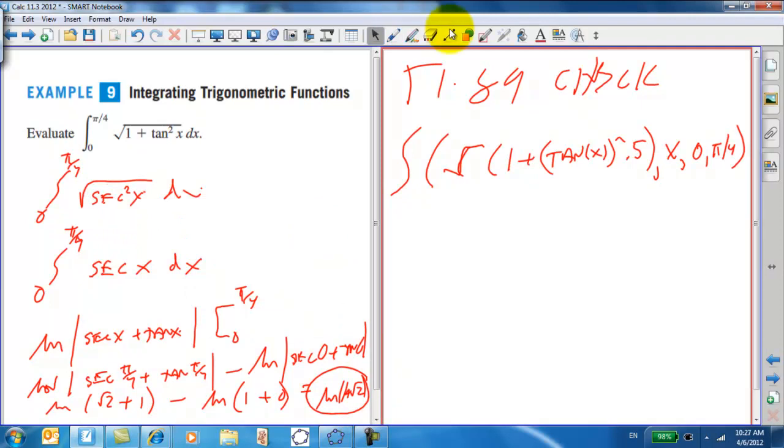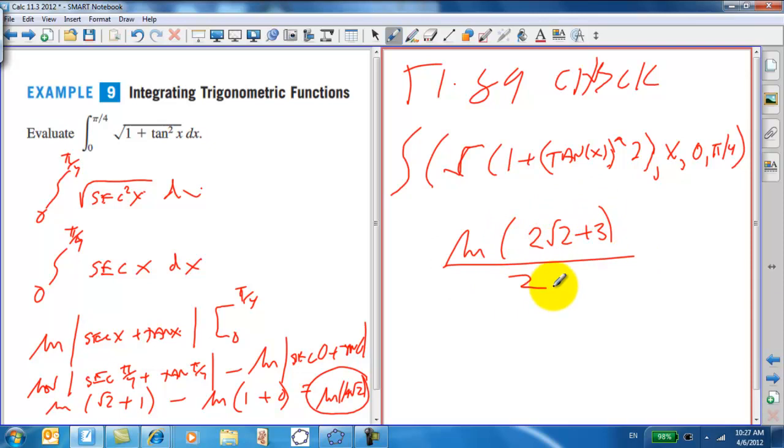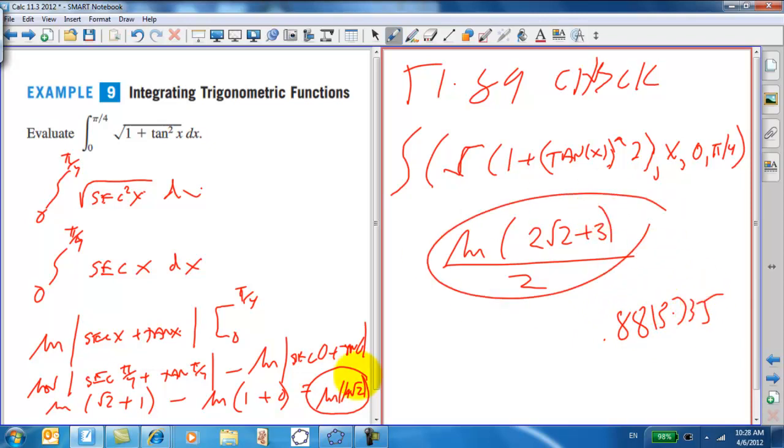Okay, we came up with one mistake here. Careful with this now, gang. That's raised to the 2, not the 0.2. Raised to the 2. And the calculator gave me the natural log of 2 square root of 2 plus 3, all over 2 for the exact answer. They both calculated to 0.881375, and a lot of this just has to do with how you're approaching it.